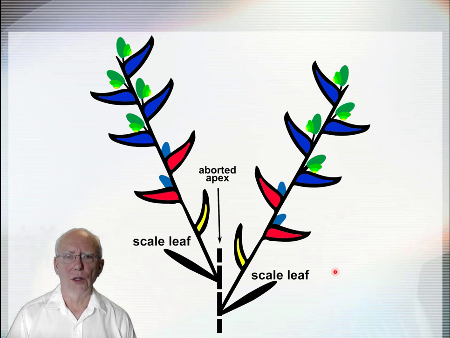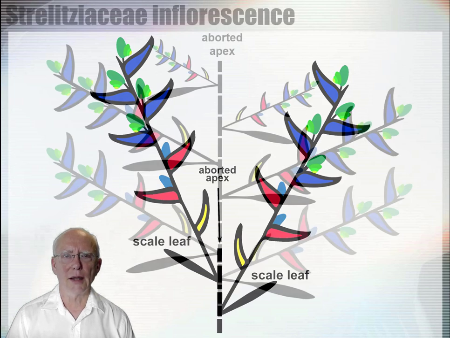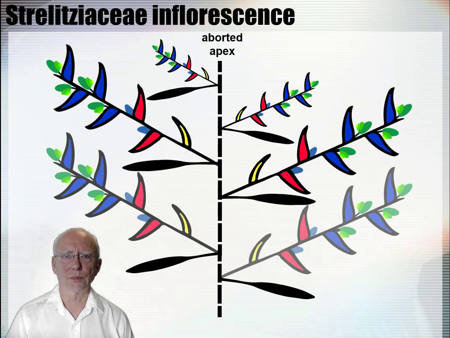Once we've done this, we suddenly start to see a great similarity between the inflorescence structure in the Lowiaceae and that of the Strelitziaceae.